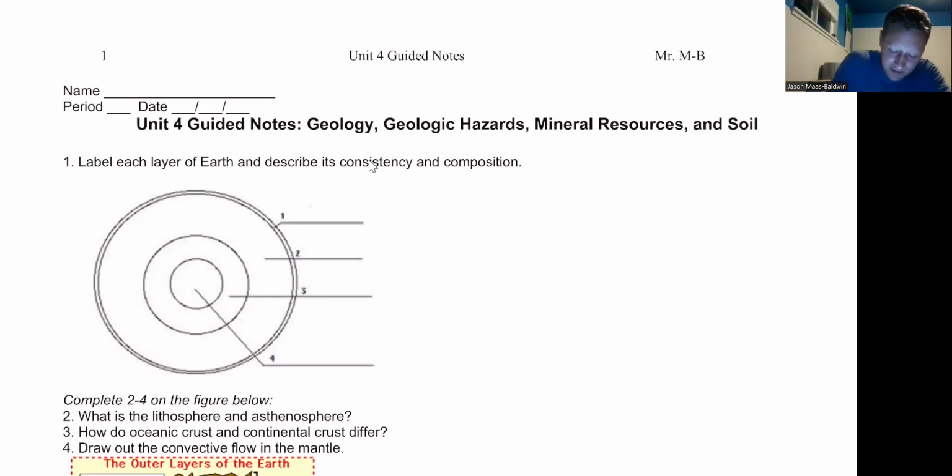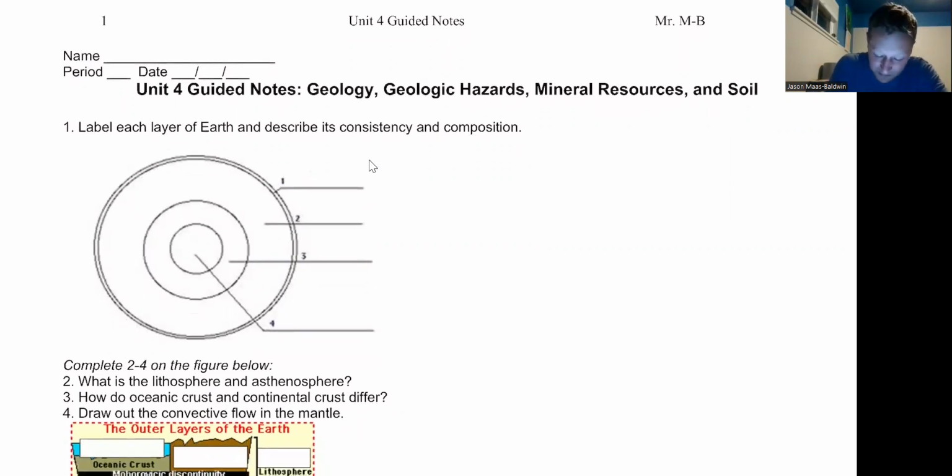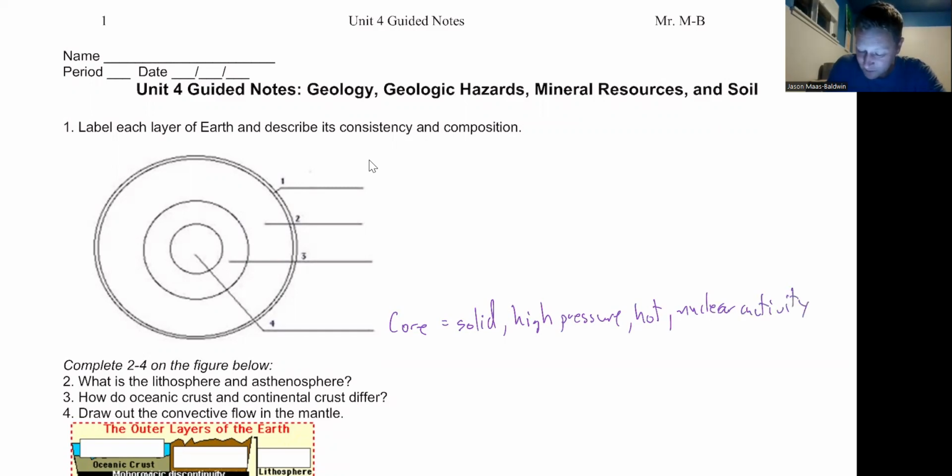All right, so the Earth is divided, as you probably heard, into 4 layers. The first layer, the inner layer right here, is the core. The core is solid because it has very high pressure. It's really hot. It has a lot of nuclear activity going on in it, which is what makes it so hot. And it is mostly composed of iron and nickel. Fe, which is iron, and nickel. Those are the main elements.